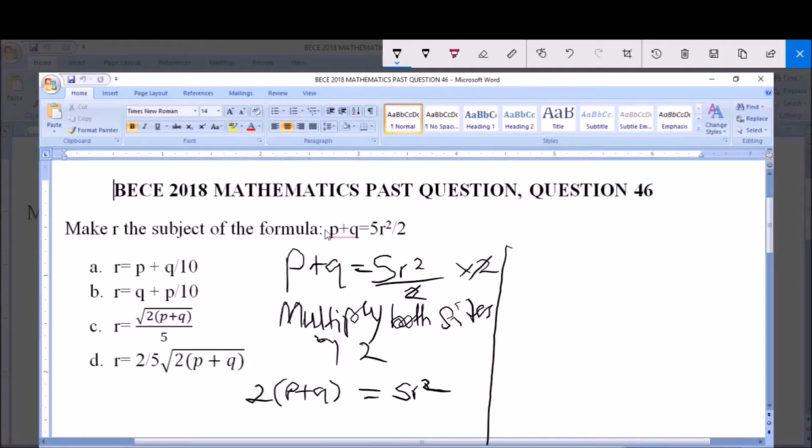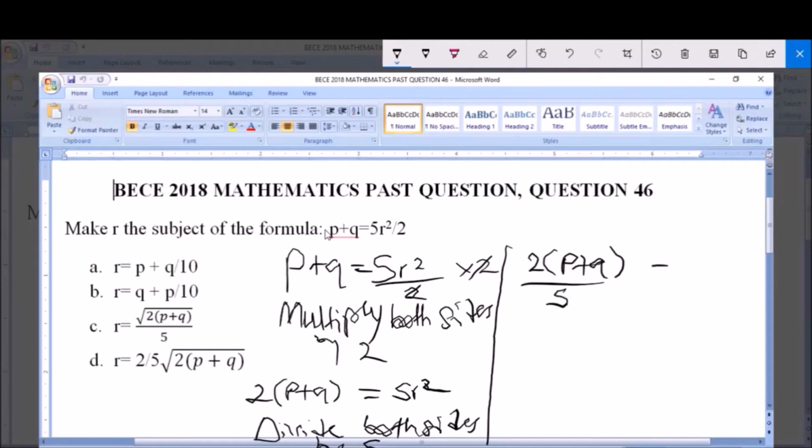Now to remove this 5 from this place, remember we're trying to make R the subject of the formula. That means we are trying to make R stand alone. So to remove this 5 here, we divide both sides by 5, and then we'll have that 2 into P plus Q all over 5 is equal to 5R squared over 5.